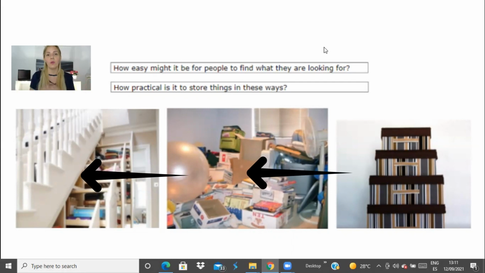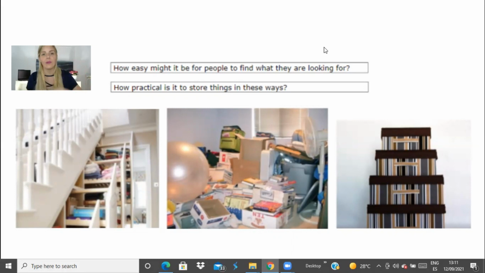So a student can say, well, the first one is very practical, it's very easy to find the things they were looking for because everything is organized, while the second one is very messy. So if you need to find a book, for example, you're not going to be able to do it. So you see, comparing the 2 photos, using while, whereas, or in the first photo, while in the second photo, or in the third photo. So compare by answering the questions, and they do have just a minute to do that.